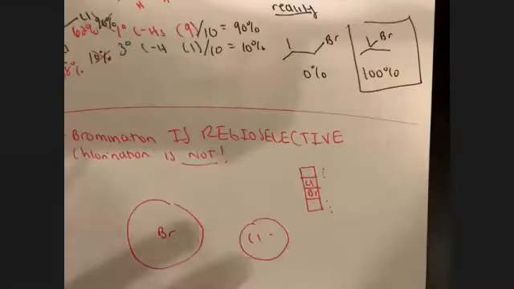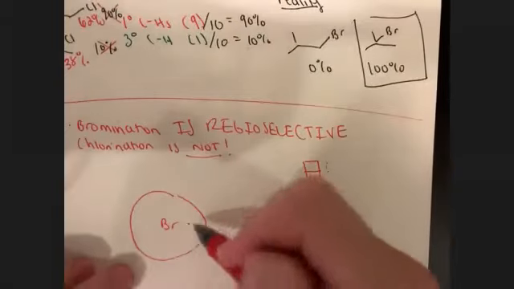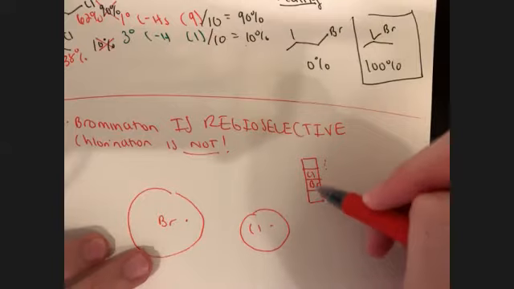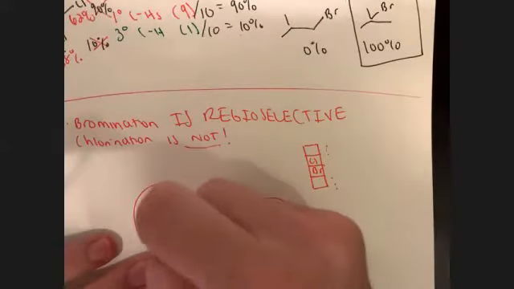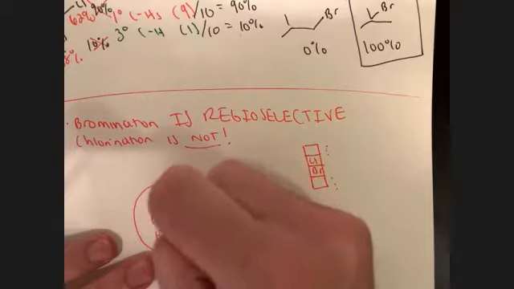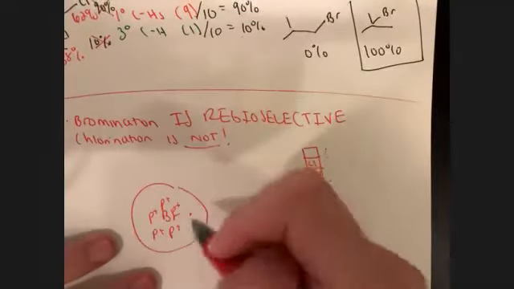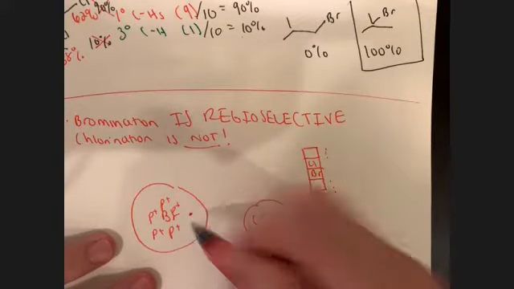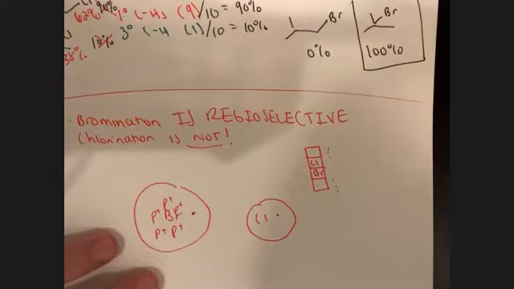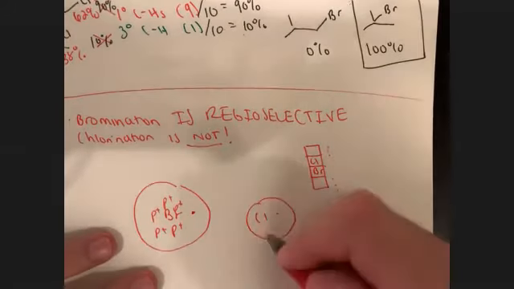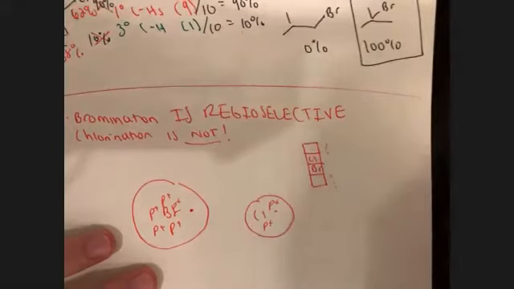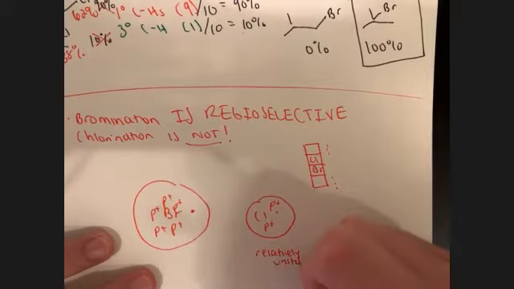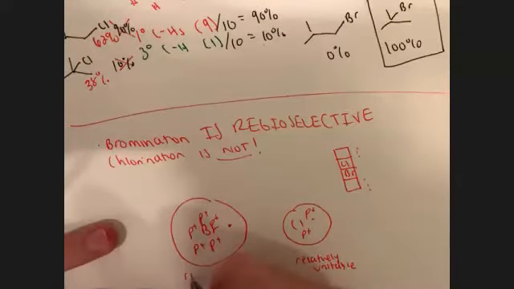Let's talk about which one is more stable. This bromine radical is more stable because it has a higher atomic number, so more protons, which means more positive charge in the center of the nucleus. That positive charge can stabilize the single electron in the lone pair, making it more stable. Whereas here, we don't have as many protons to stabilize the electron, so it's relatively unstable. And this one is more stable.